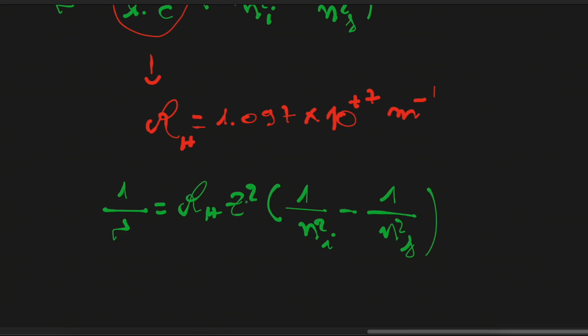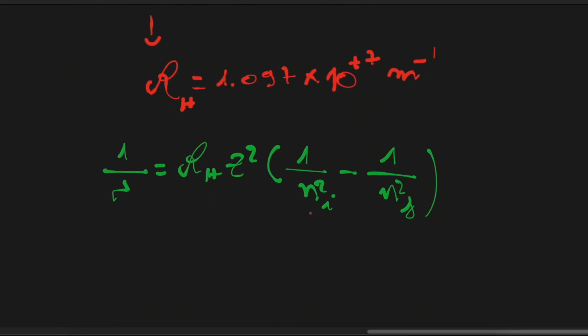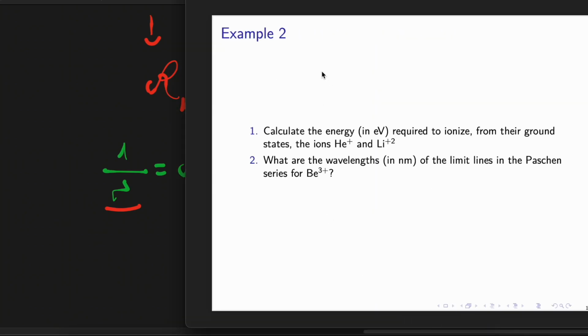So we have to incorporate the atomic number of the hydrogen-like ion. Also, here we have to be careful. This corresponds to the initial state. So here we have to make sure that Ni is smaller than Nf, either in absorption process or emission process. We have to make sure to write first the smaller state and then the larger one, in order to avoid the negative sign for the wavelength. Now we can do this example.